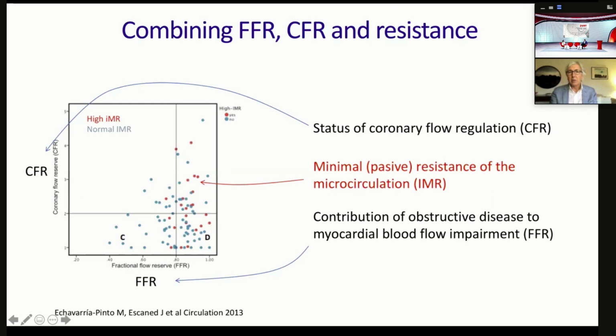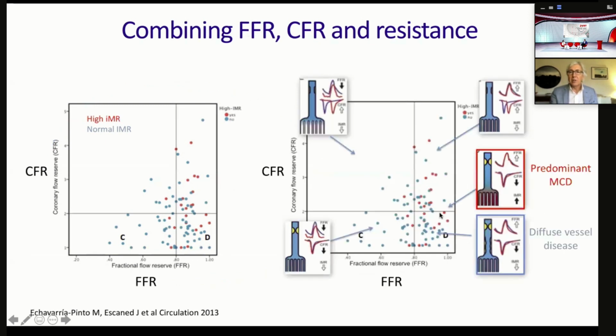And that's the reason because in 2013, we came with this concept of applying a type of multimodal physiology assessment, where with FFR, you look to conductance in the epicardial vessels. With coronary flow reserve, you look to the dynamicity of the microcirculation. And with resistance, you look to actually conductance of the microcirculation. And by doing so, you are able to identify in these different quadrants, different subsets of, or if you want, phenotypes of ischemic heart disease.